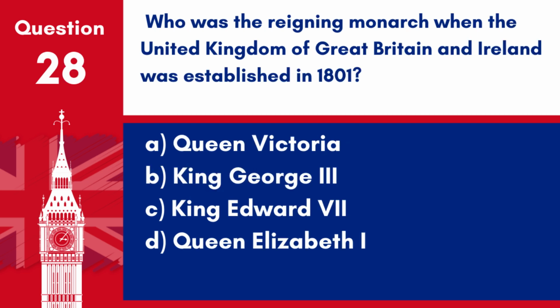Question 28. Who was the reigning monarch when the United Kingdom of Great Britain and Ireland was established in 1801? A. Queen Victoria. B. King George III. C. King Edward VII. D. Queen Elizabeth I. Answer: B. King George III. King George III was the reigning monarch when the United Kingdom of Great Britain and Ireland was established in 1801.